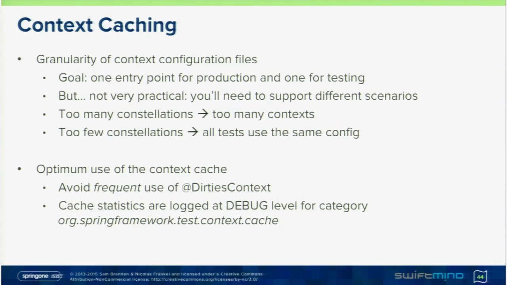And if the number of contexts goes up into the hundreds, then you should probably rethink how you're writing your configuration. Also, if you see lots of hits and misses, that means that you have dirty context too much, because then you have things getting removed from the cache and then recreated, right? So keep these things in mind.